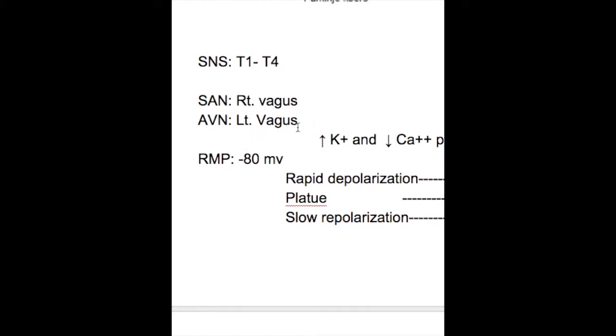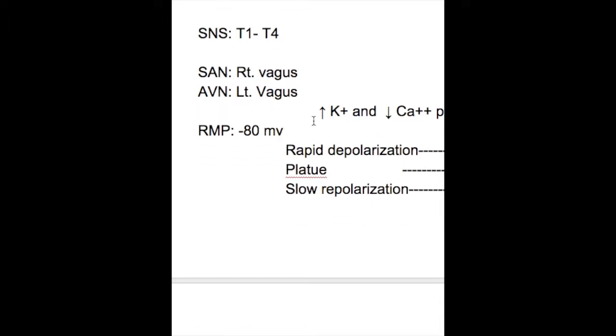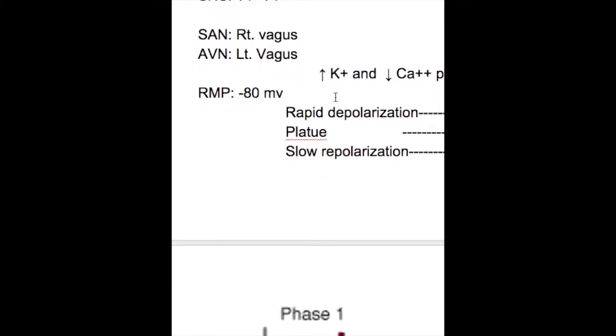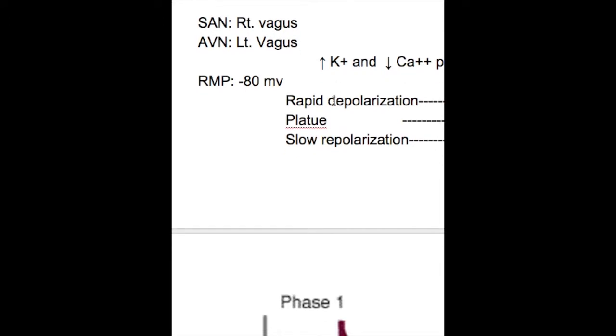How is the vagus inhibitory to the heart? It increases the potassium conductance and decreases the calcium permeability. That is why it's inhibitory to the heart, it slows down the heart. What is the resting membrane potential in the heart? It's minus 80 millivolt.